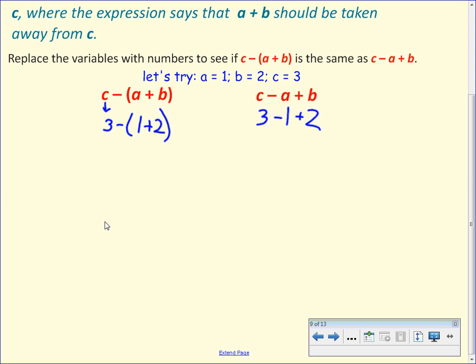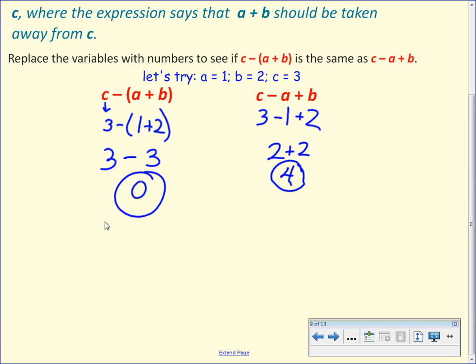So now let's follow our order of operations. We have to do the parentheses first. 3 minus 3 is 0. Now I'm going to go left to right. First, the subtraction. 3 minus 1 is 2. Bring down the plus 2. 2 plus 2 is 4. Do the parentheses make a difference? Write this down, please. Do the parentheses make a difference? Yeah! There's a difference between 0 and 4. Those parentheses definitely change the value and the meaning of the equation.